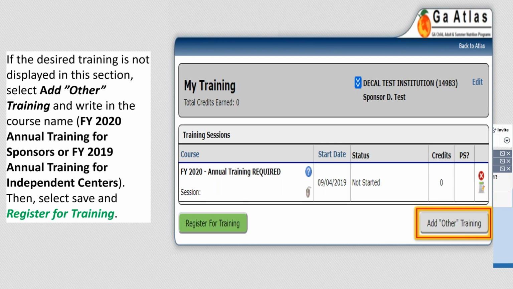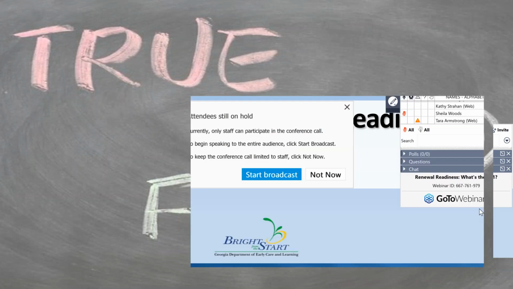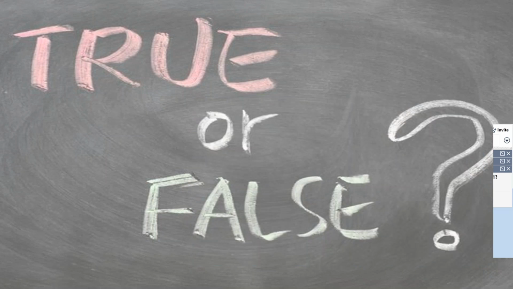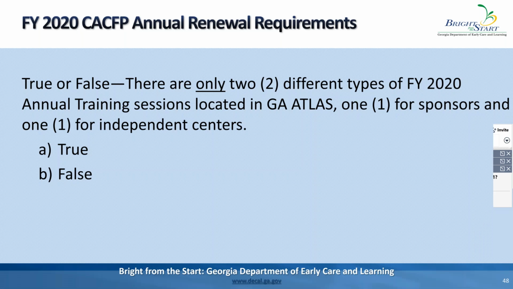Okay, we're going to do a true or false. There are two 2020 annual training sessions located in Georgia Atlas, one for sponsors and one for independent centers. Is this true or false? The correct answer is true. Remember to make sure that you go into the one that is correct for your institution, okay? So if you're an independent center, please do not take the sponsor training and vice versa, okay?